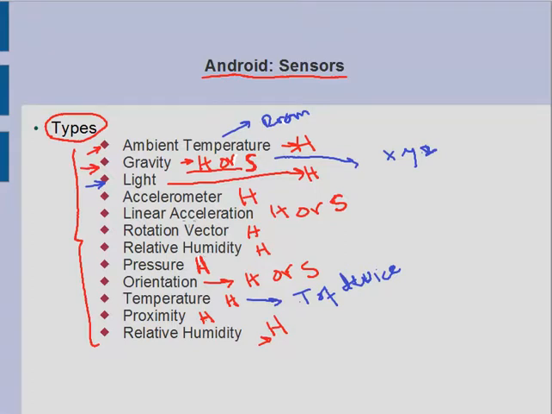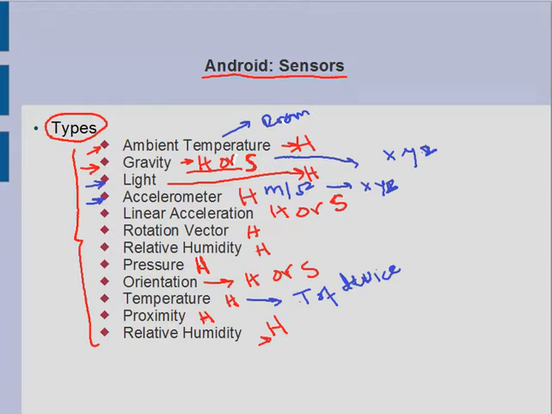So the accelerometer measures the acceleration in meter per second square. That is for all the three x, y, and z axis of the device.